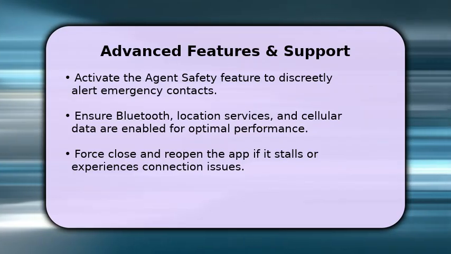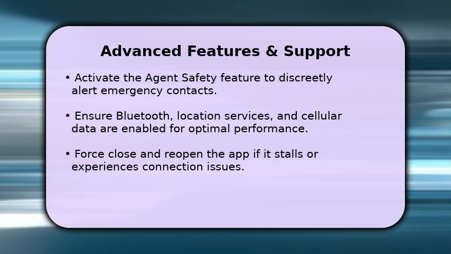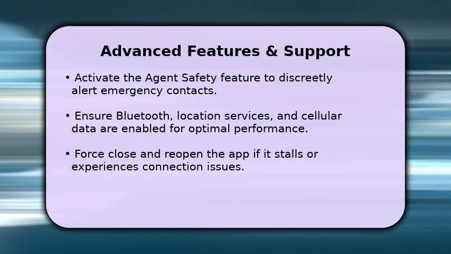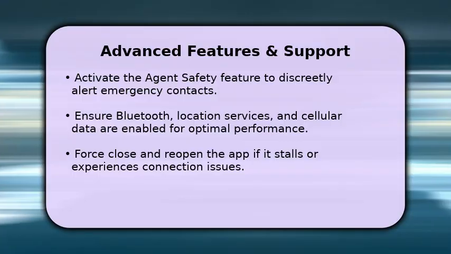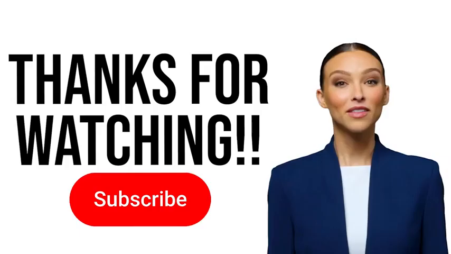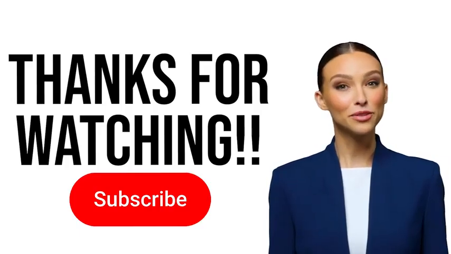For optimal performance, always confirm that Bluetooth, location services, and cellular data are enabled on your device. If the app ever stalls or has connection issues, simply force close and reopen it. For any time-sensitive problems or complex troubleshooting, SentriLock's support team is available at 877-736-8745.